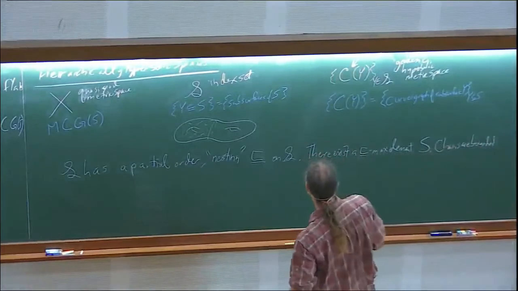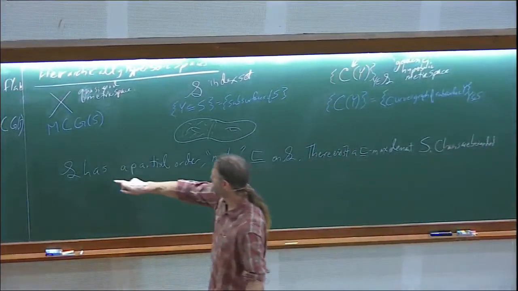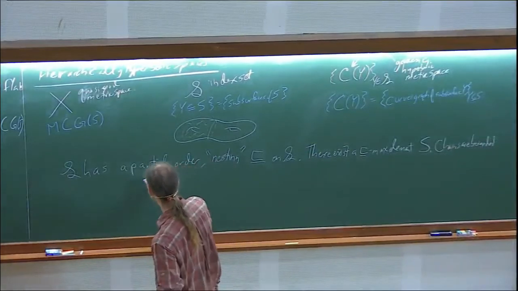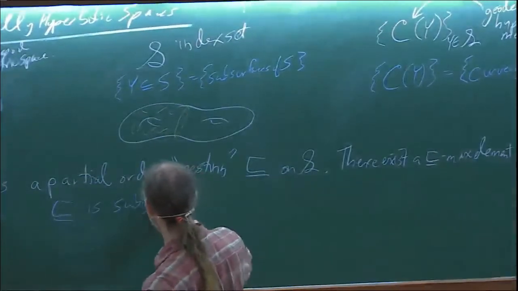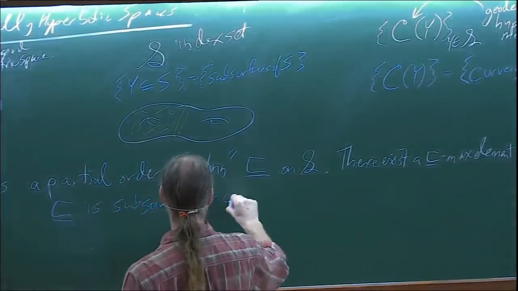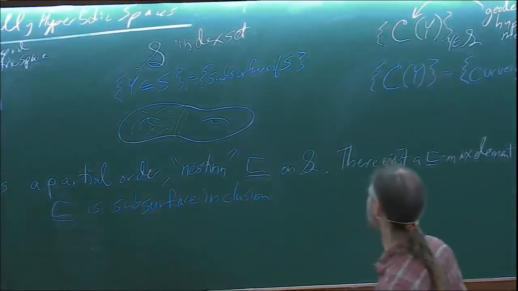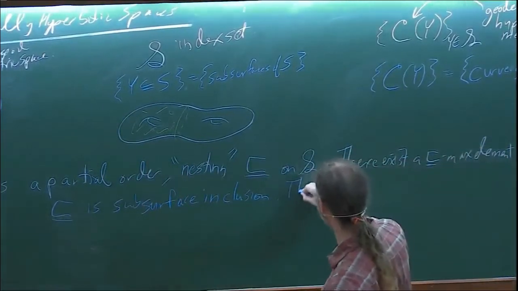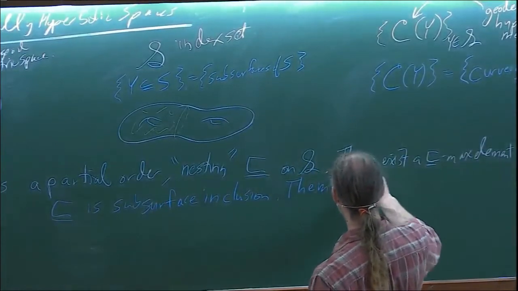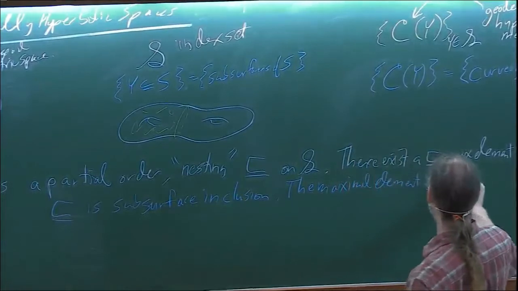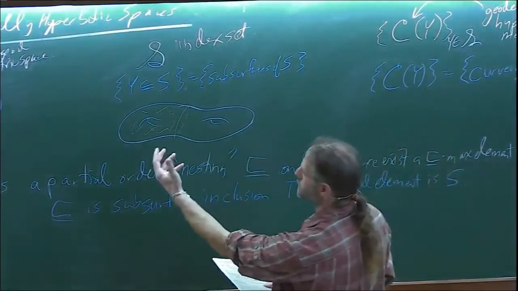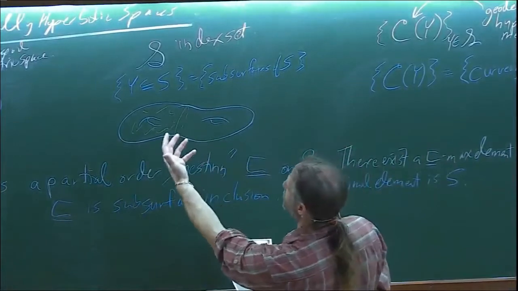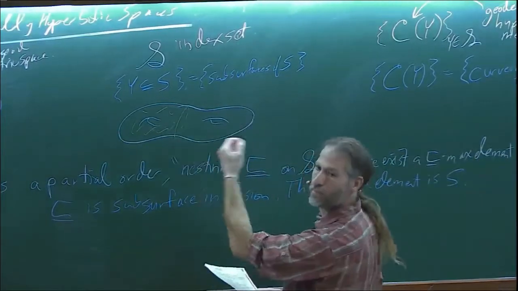Okay, and in the mapping class group setting, nesting is subsurface inclusion. The maximal element is just the big subsurface S. And the fact that chains are bounded is because each one of these subsurfaces is eating up some additional amount of pi1. You're filling up the surface, and so there's a finite depth to those chains.